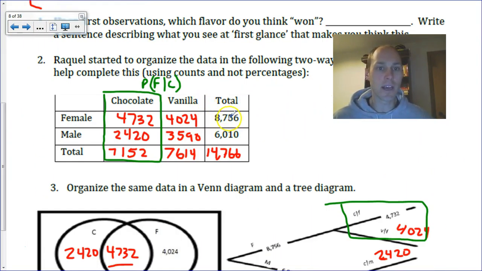Or we're just comparing, out of females, given that they're female, how many chose vanilla, or how many chose chocolate, or overall, what's the probability that a female chose vanilla? So that's easier to see in that one.